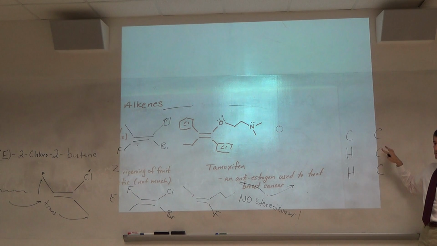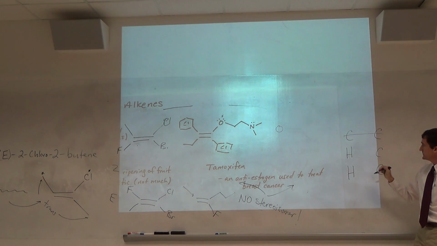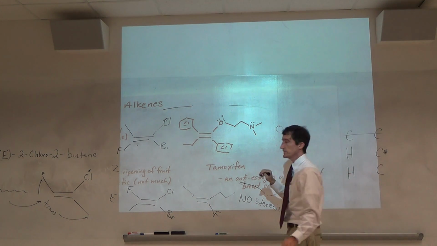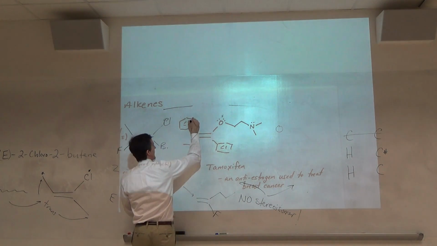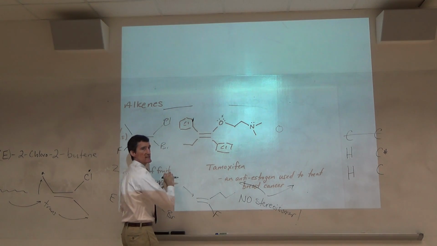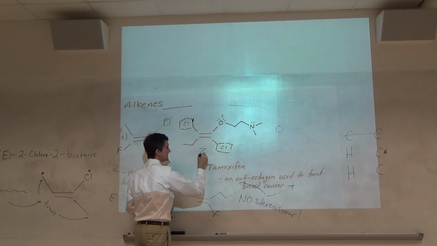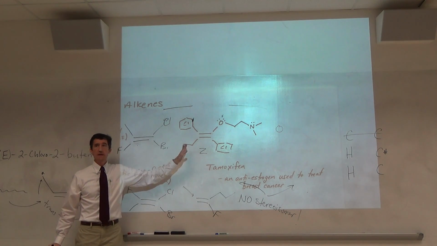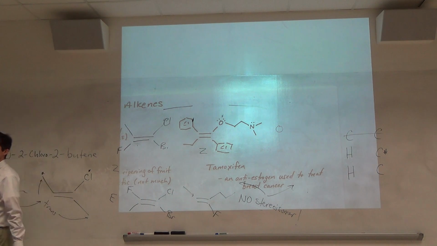Then you look at these. Which is better, C or C? Well, that's a wash. Which is better, C or H? So that becomes the high priority group. We'll do more examples. So this is the high priority group, and it's on the same side. Tamoxifen is Z. If you put the phenyl over here and make it E, it's not a breast cancer drug. It's not active against cancer.